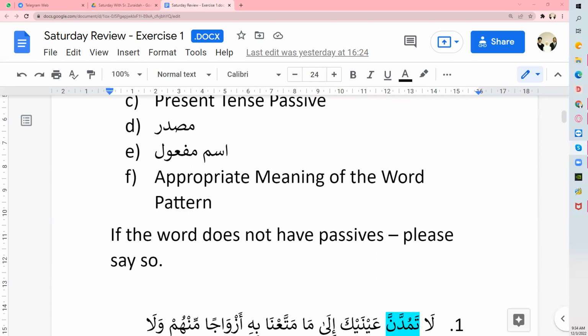Okay, so do you have your notes with you? Because I think you will need your notes to see which meaning we are looking at.